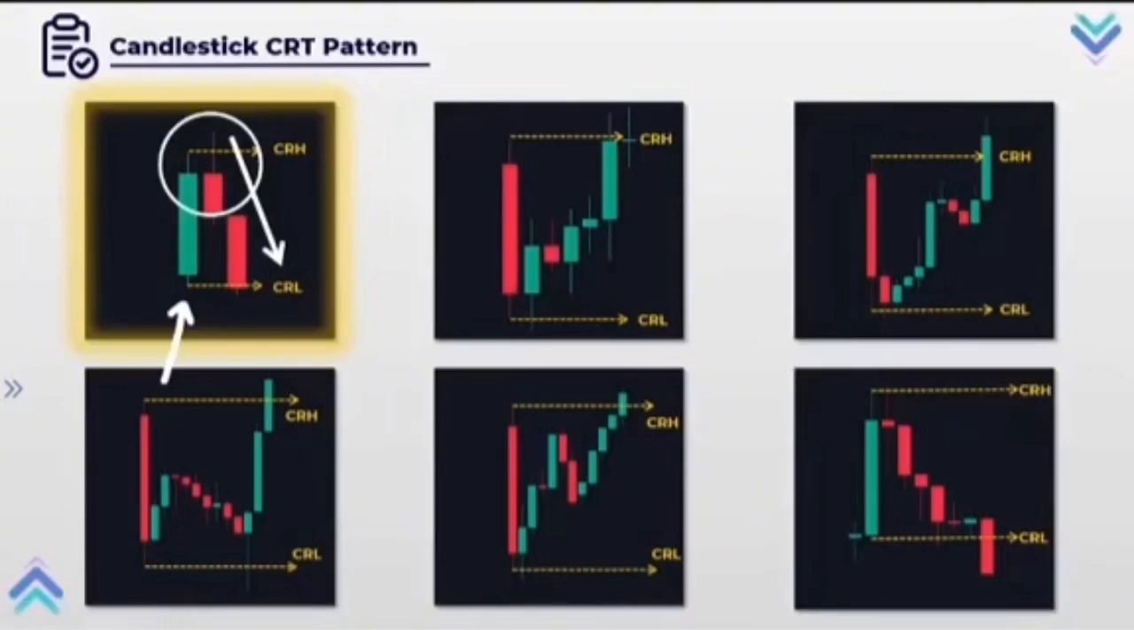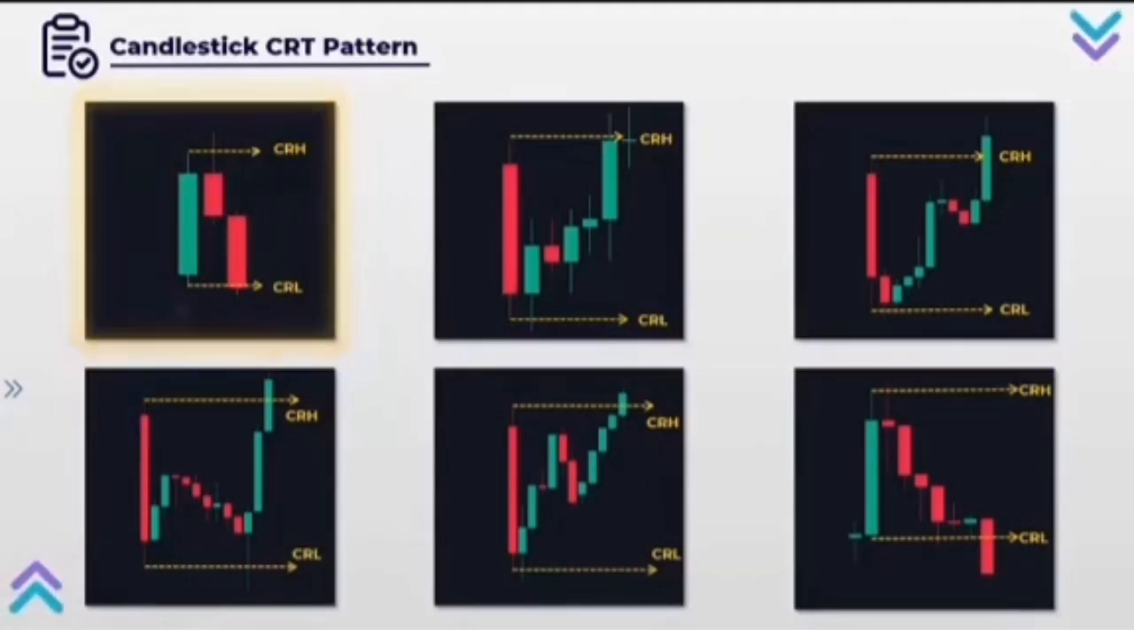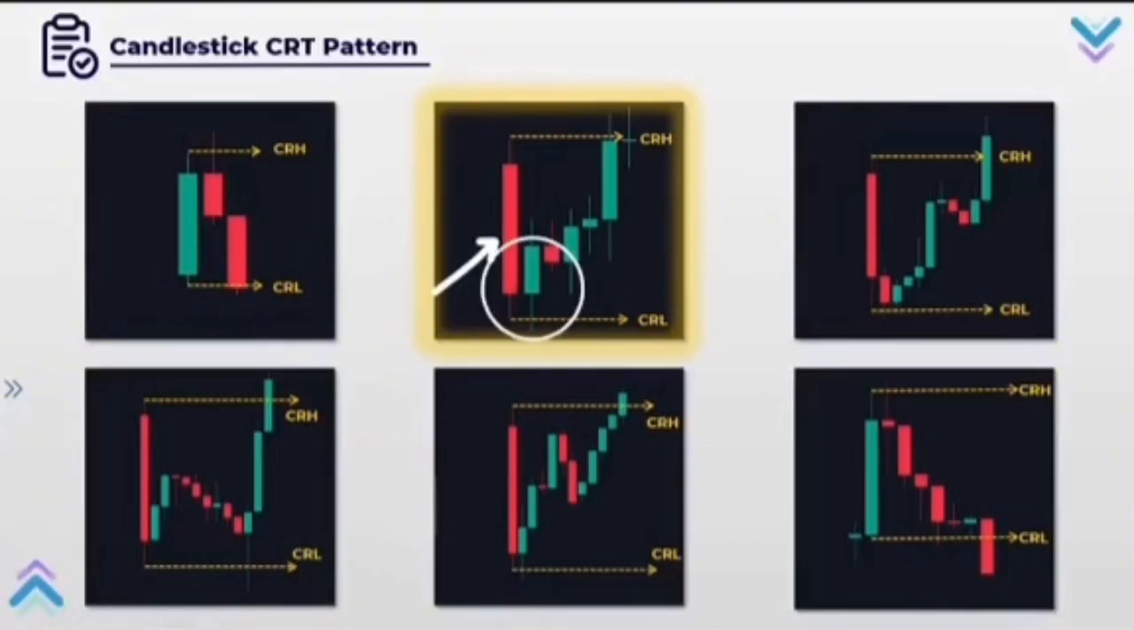Here, we've already seen the accumulation, manipulation, and distribution, the complete power of 3. Next, we see a range candle followed by a bullish green candle that sweeps below the range. Then, the price forms multiple candles until it closes above the range.